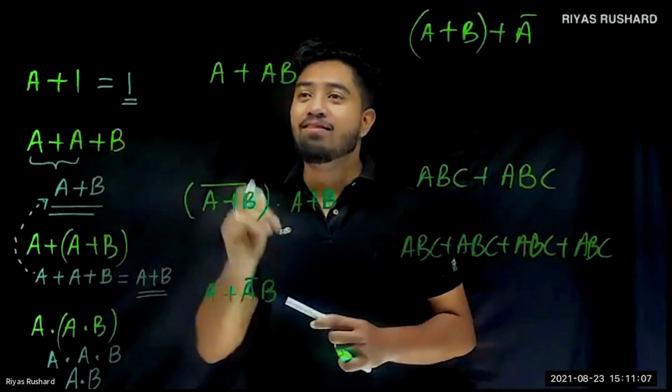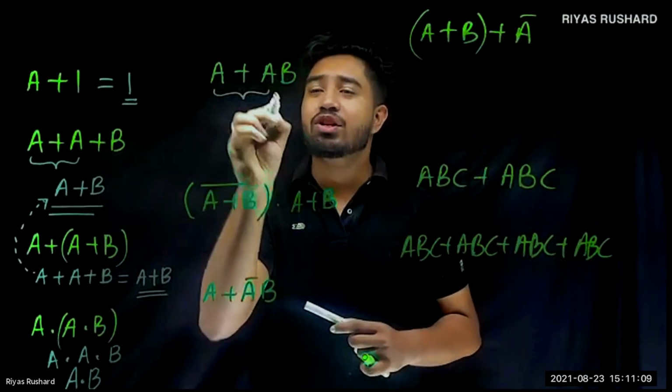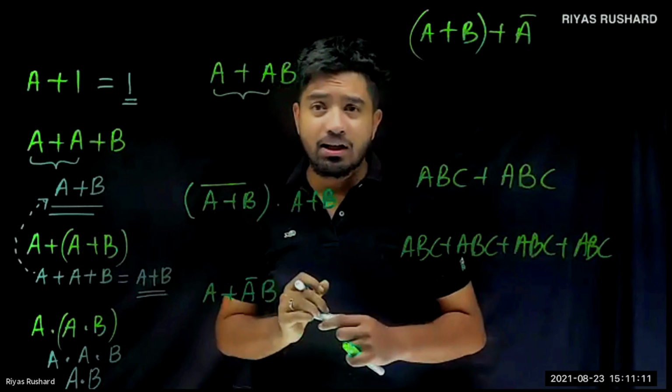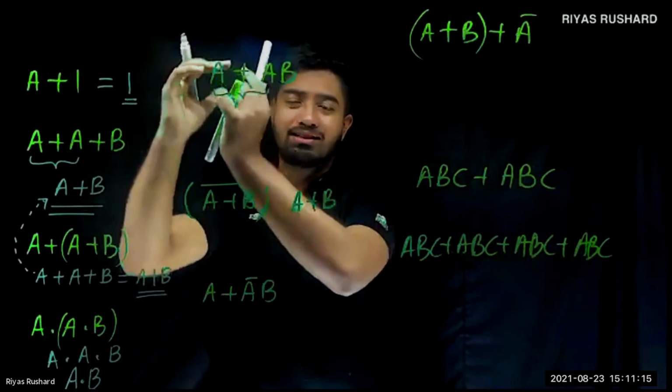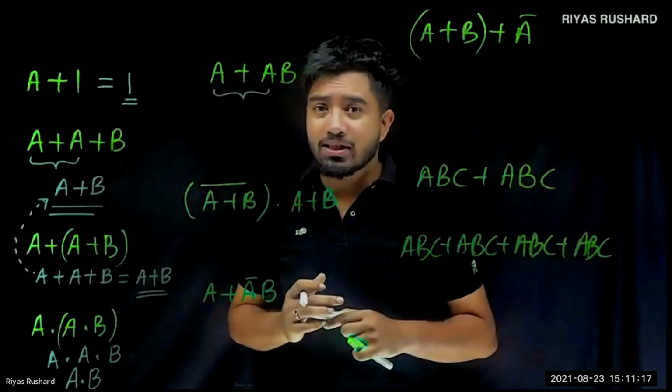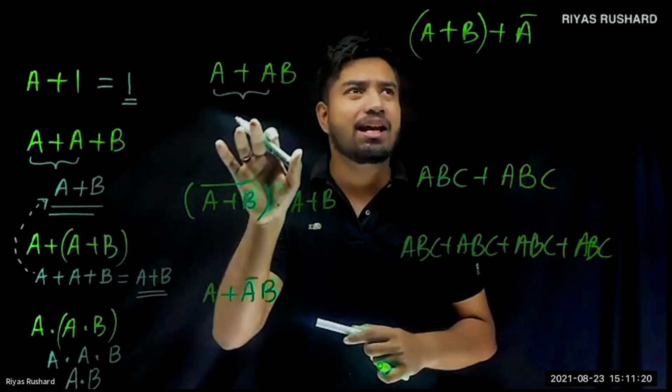Some of you might have added. When you come across this addition, make sure: you can't add these two because this is a separate pair. This is a separate pair. So do not make that mistake by adding. Okay, A plus A dot B.